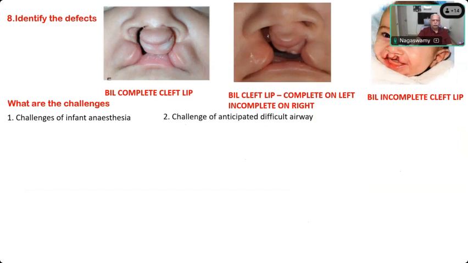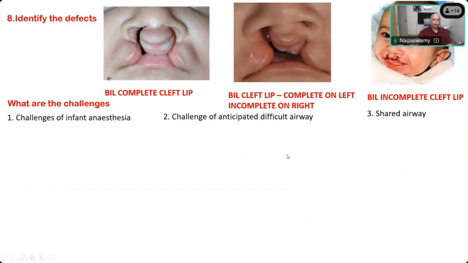And challenges of anticipated difficult airway. Sometimes it may be quite difficult to visualize the larynx. That is the second challenge. Anything else? Shared airway and more prone for bronchospasm. Fantastic. Bronchospasm, shared airway is a third challenge.